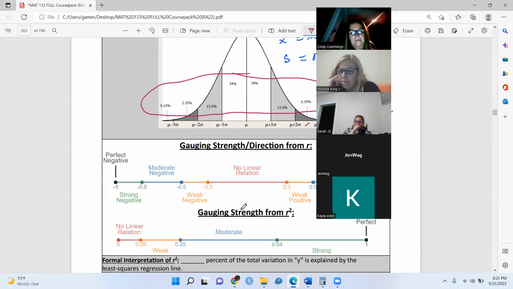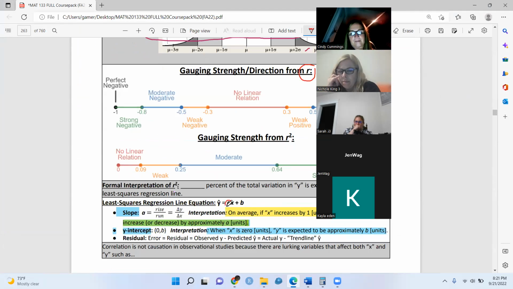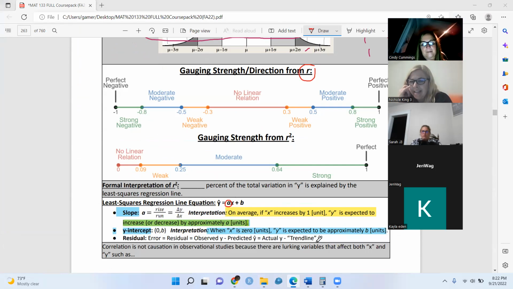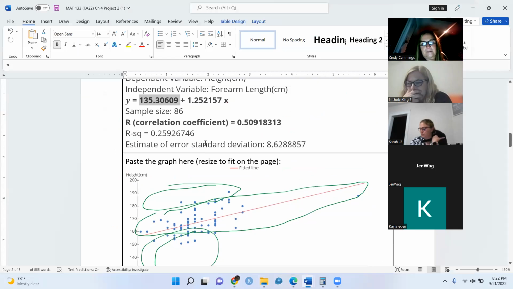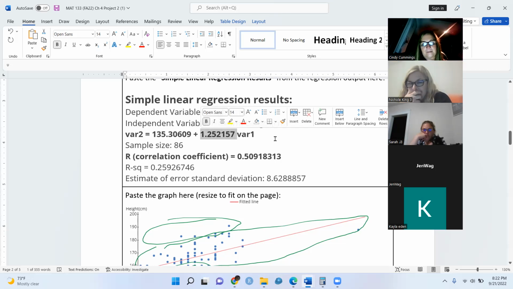So that weak positive stuff is when you're talking about R. Slope is the number times X. Okay, it makes sense a little bit. So if we go back to the project one, this is what your thing would have looked like, although if you didn't relabel it, it probably said var1, variable 1, variable 2. The number times variable 1, that's the number for your slope.